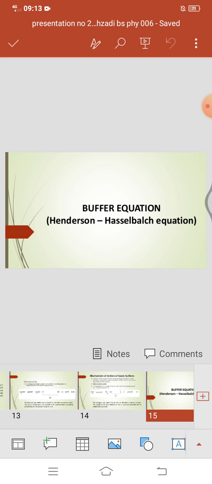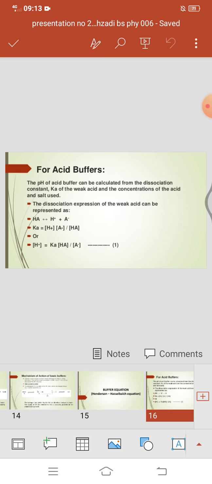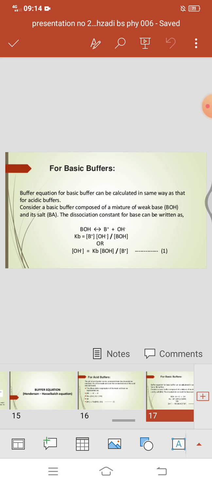What are the buffer equations? Henderson-Hasselbalch equation for acid buffers. The pH of acid buffers can be calculated from the dissociation constant K of the weak acid and the concentration of the acid and salt used. The dissociation expression of the weak acid can be represented as HA gives H+ plus A-. Ka is equal to [H+][A-] over [HA], or [H+] is equal to Ka [HA] over [A-]. This is the equation for acidic buffer.